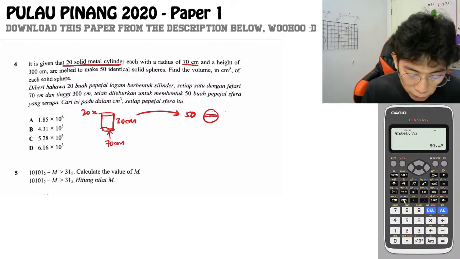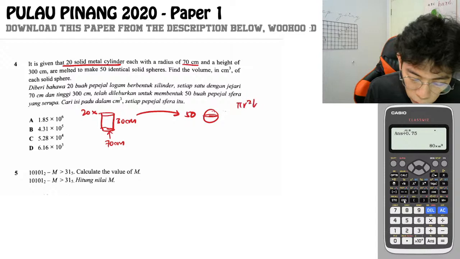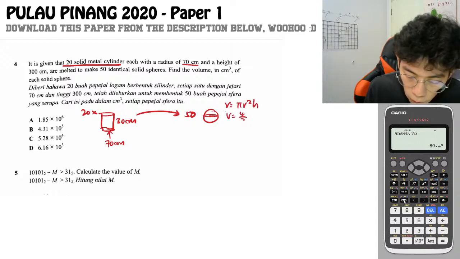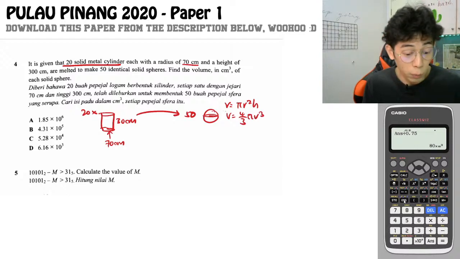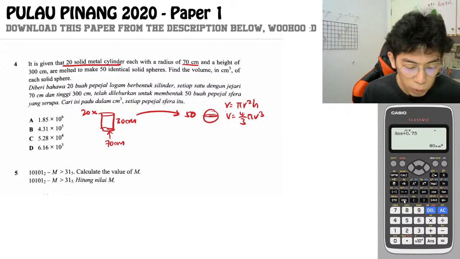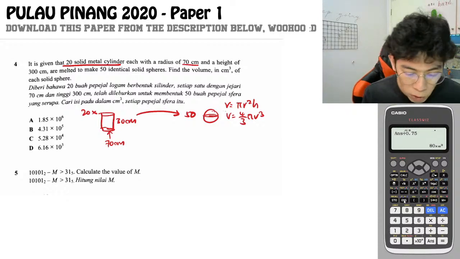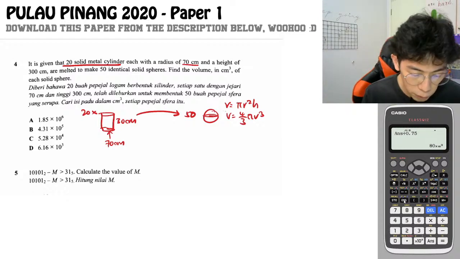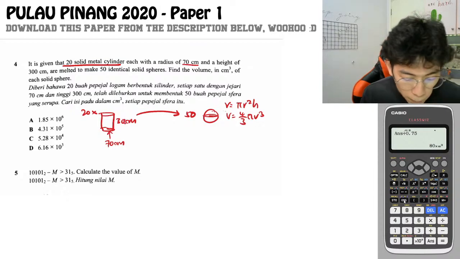Okay, so let's continue reading it. So we just put all the relevant ones. So that's your volume for cylinder. That's your volume for sphere. But whether we need it or not, we just continue reading it. I just scan through the info only. So I read again. It is given that 20 solid metal cylinders, each with a radius of 70 cm and a height of 300, sorry, melted to 50.